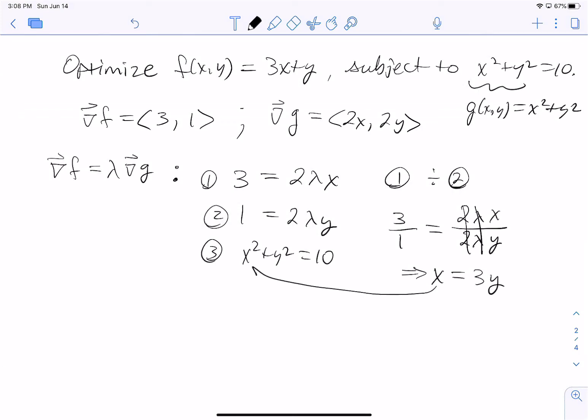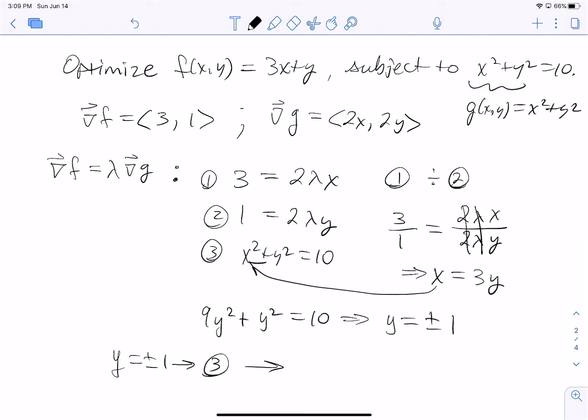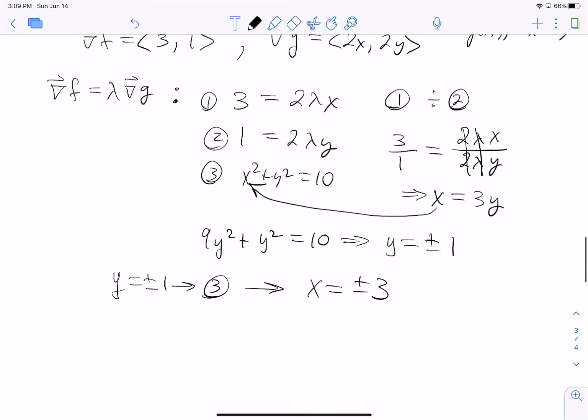Substituting that value of x into the constraint equation will give us 9y squared plus y squared is equal to 10, from which we can conclude that y is equal to plus or minus 1. Putting y equals plus or minus 1 into equation number 3 allows us to solve for x, and we get that x is equal to plus or minus 3. At this point, we have to be careful about how we pair up our x and y values. From the equation x equals 3y, we can see that x and y have to have the same sign.